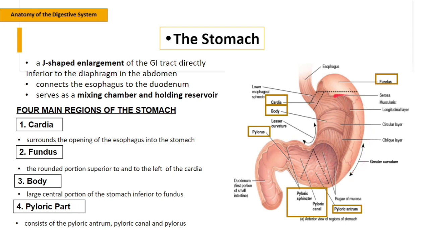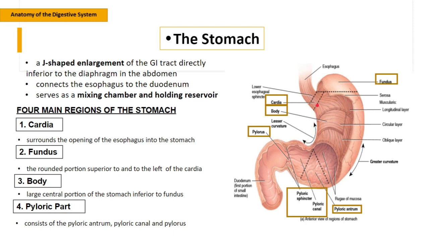Itong malaking area na 'to. So basically, yung pinakamalaking area talaga ng ating stomach is the body. Yun yung term. Then fourth one is our pyloric part, which consists of the pyloric antrum, the pyloric canal, and the pylorus. And then the pyloric part is the major region of the stomach that is closest to the small intestine.